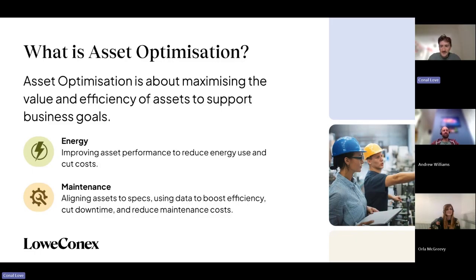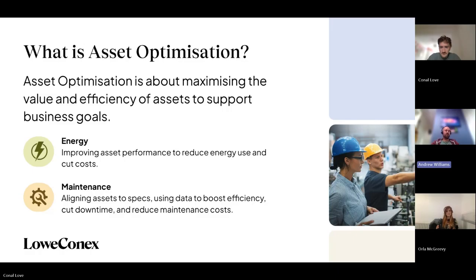So could you first start off and explain what is asset optimization and why do we do it basically? Yeah, sure. So what is asset optimization? If you ask anyone really what asset optimization is, they will probably suggest to you that it's all about increasing energy efficiency and cutting maintenance costs. And yeah, for the most part, that is exactly what it is. We try and bring about maximum value and efficiency of assets to really support those business goals.